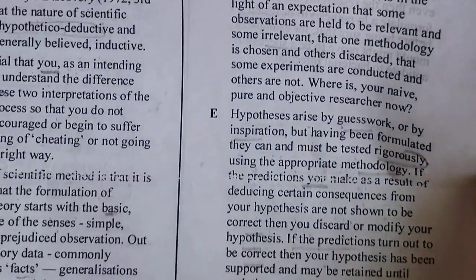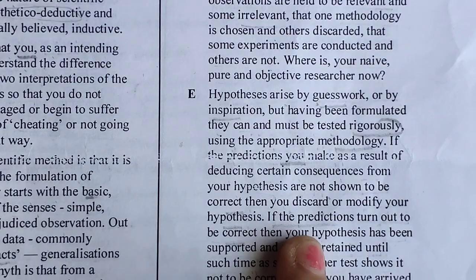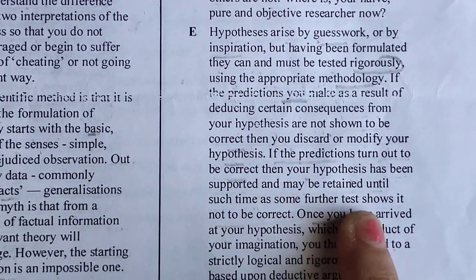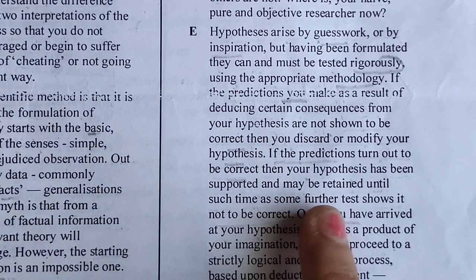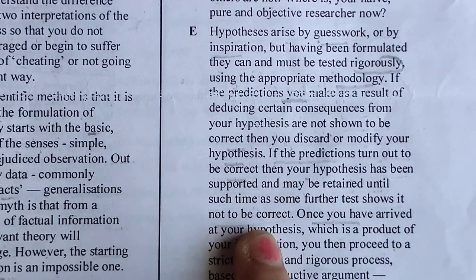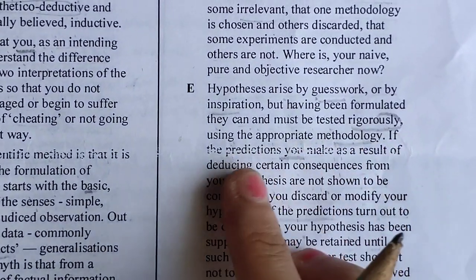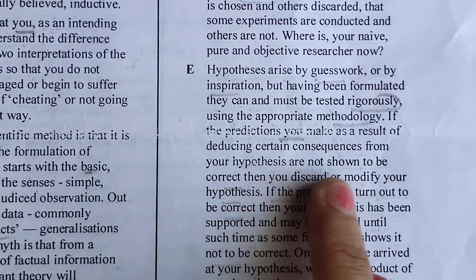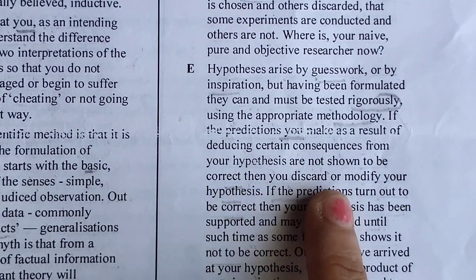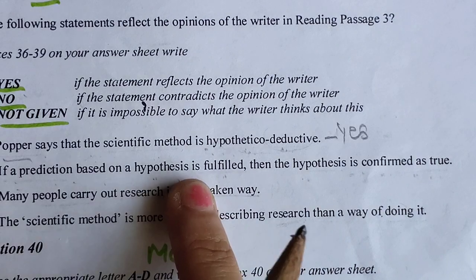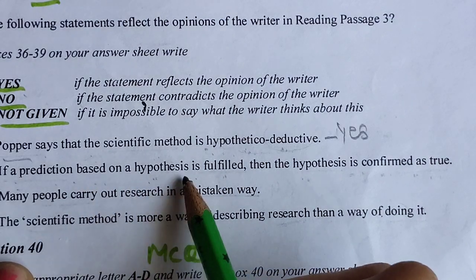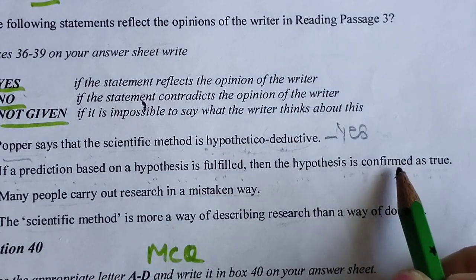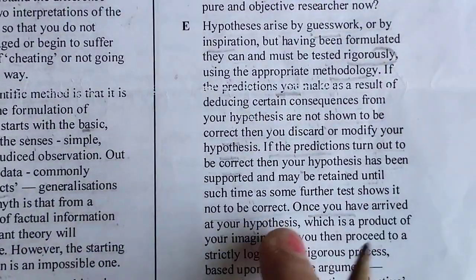Then it is true. Okay, so if the prediction turned out to be correct, your hypothesis has been supported and may be retained until such time as further tests show it may not be correct. If the predictions you make as a result of deducing certain consequences from the hypothesis are not shown to be correct, then you discard it. If the prediction on a hypothesis is fulfilled, then it is confirmed. So no, it is not confirmed until it is proved, so it is not given.